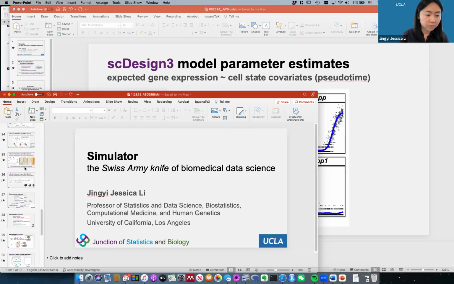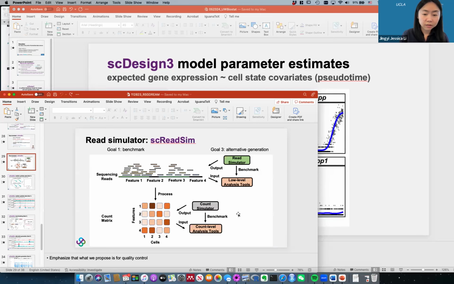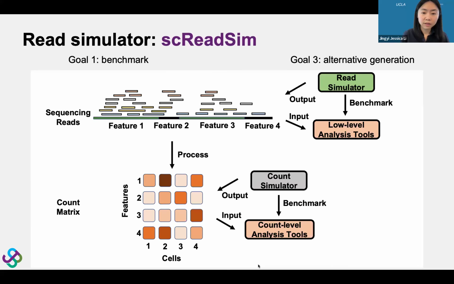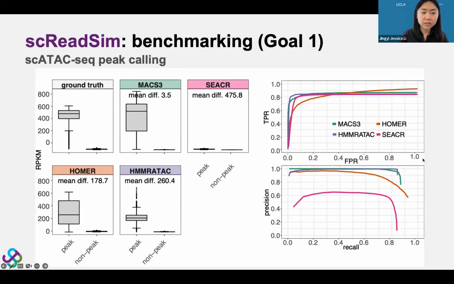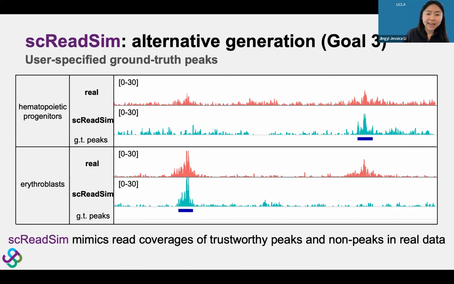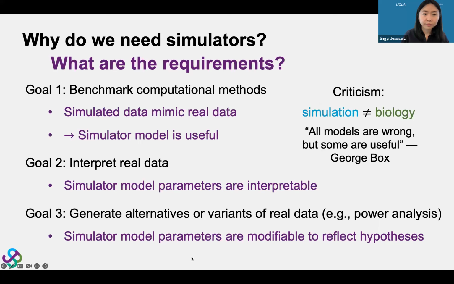In that one, I talk about the read simulator. What I think will be useful, let me quickly go to the application, is that if we simulate single cell ATAC-seq reads, we can change the read location. This slide is just showing that we can mimic real data, but you can also generate alternatives.